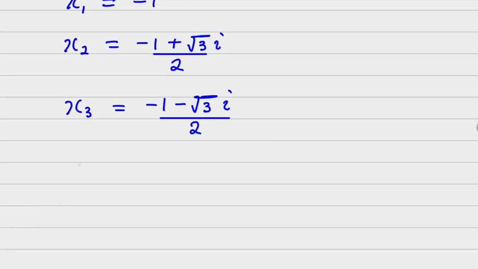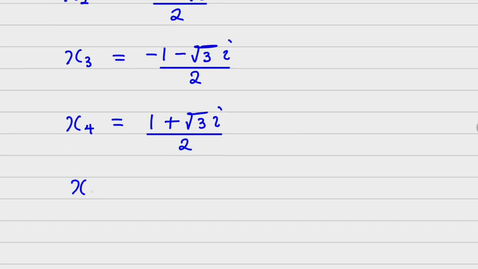Then I have the fourth one, which is x4 is going to be 1 plus root of 3i over 2. Then the last, which is x5, which is going to be 1 minus root of 3i all over 2. Thank you so much. I have all the roots.